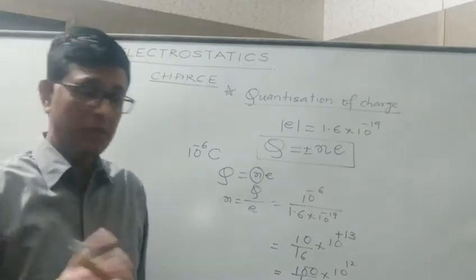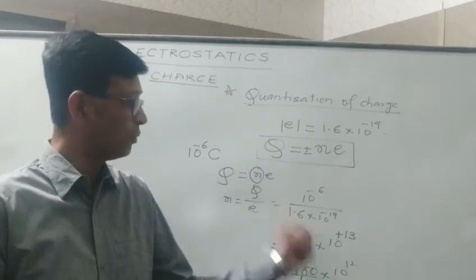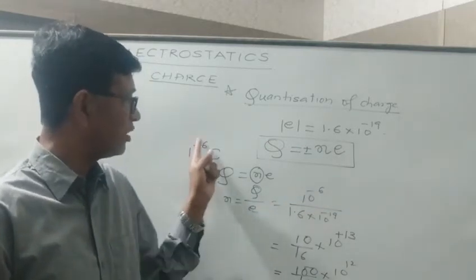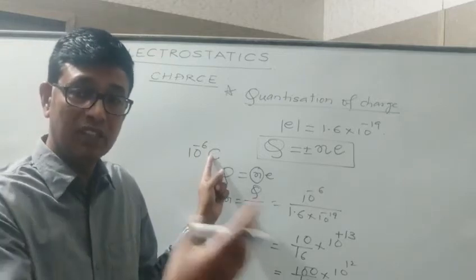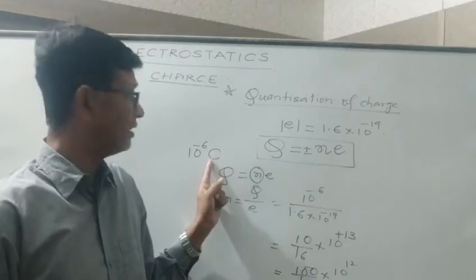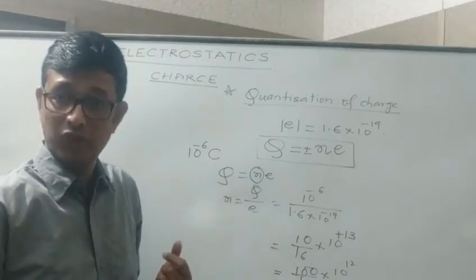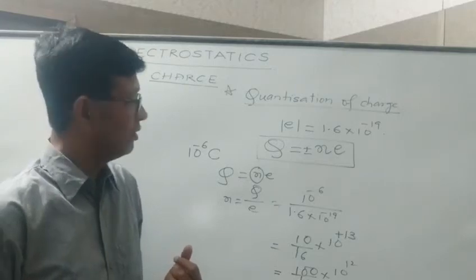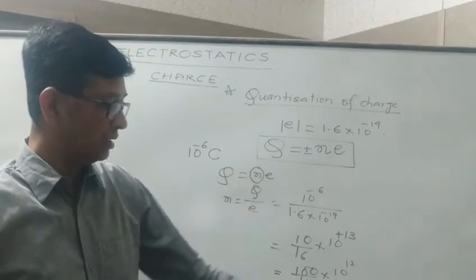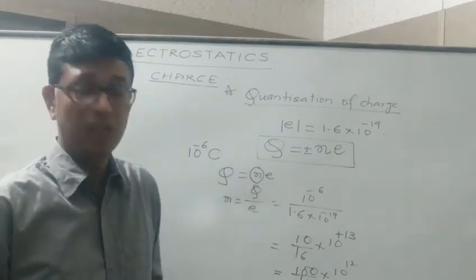Just imagine, after the transference of these electrons from glass rod to silk, the glass rod will acquire a positive charge of plus 10⁻⁶ coulomb, while the silk will acquire a negative charge of minus 10⁻⁶ coulomb. Both will acquire equal and opposite charge, right? So due to the transference of this number of electrons, the glass rod will acquire this charge. Let's deal with another example.